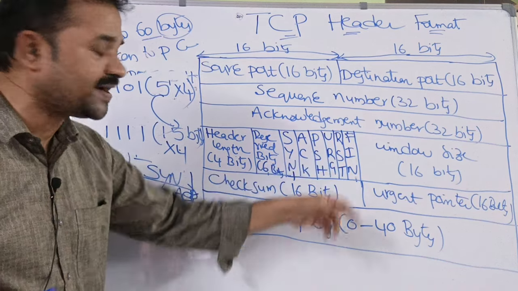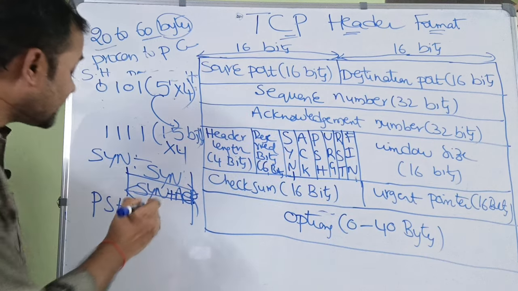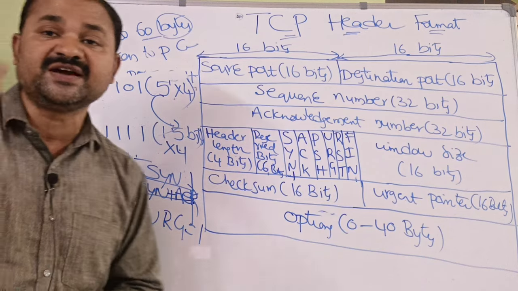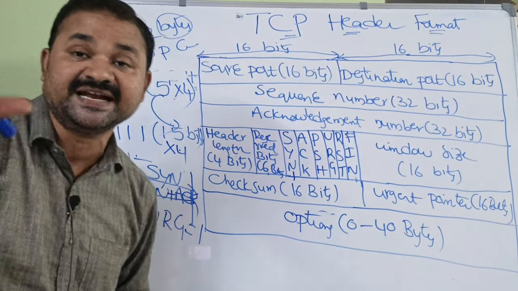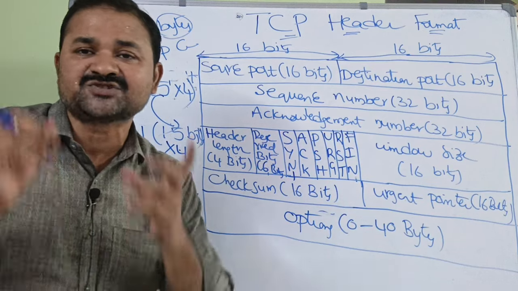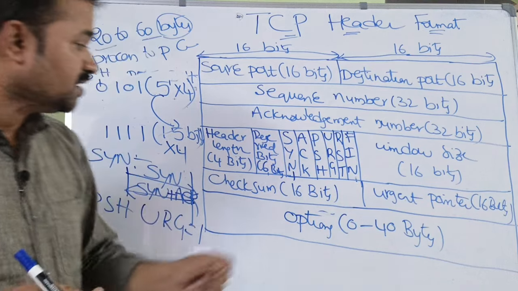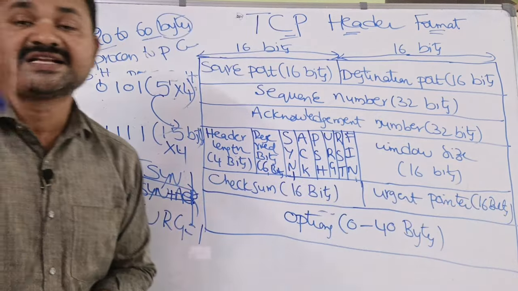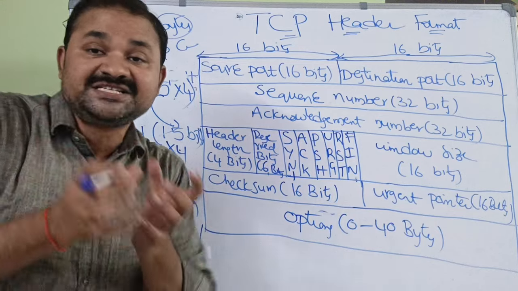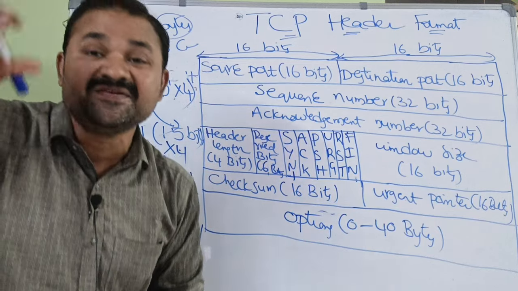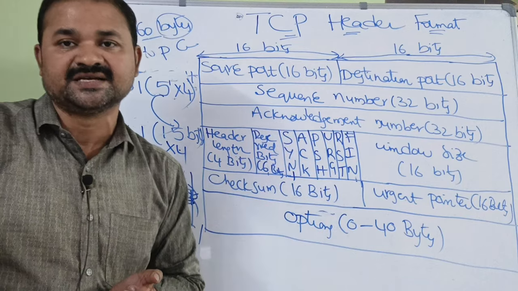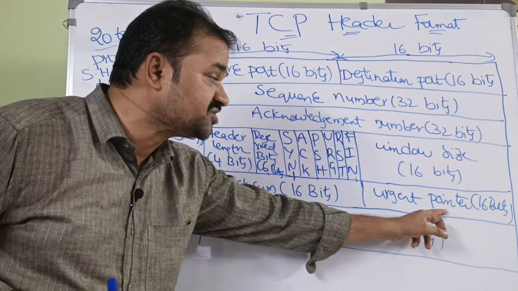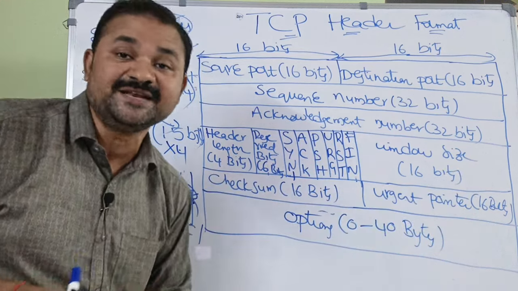Next one is URG. URG stands for urgent flag. If the URG flag is set to 1, then it specifies that the segment contains some urgent data. So that urgent data has to be handled immediately. Whereas here we have the urgent pointer, which is of size 16 bits. The urgent pointer specifies the urgent data byte. That byte address, the urgent data byte address, will be specified with the help of the urgent pointer, which is of size 16 bits.